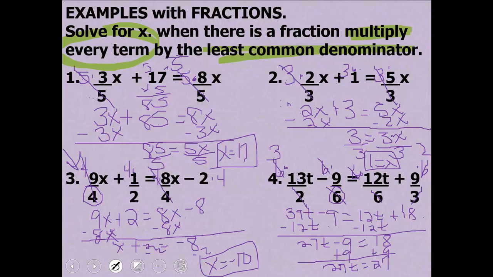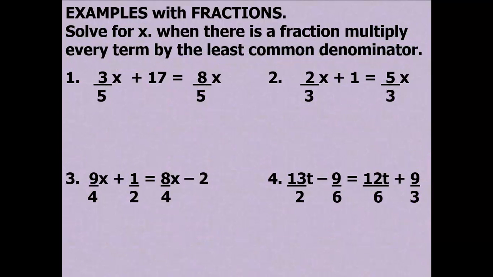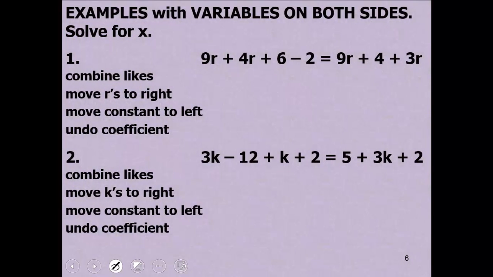Step 4 says divide by my coefficient, or undo. In this case, it's division. And I get t is equal to 1. You good? Woohoo! Yay! And if we check it, find a common denominator, you'll see that it is correct. All right, here we go. Getting just a little bit more, okay? All right. We are going to have examples.